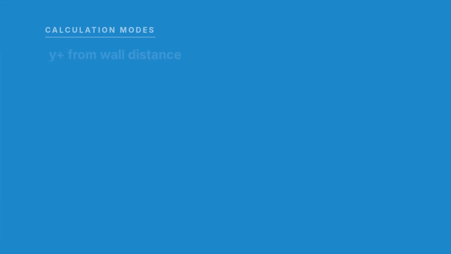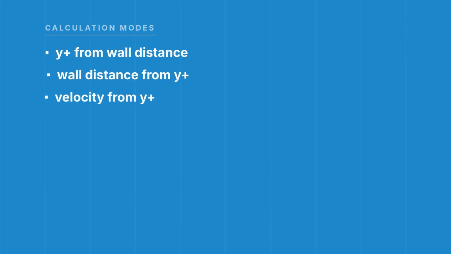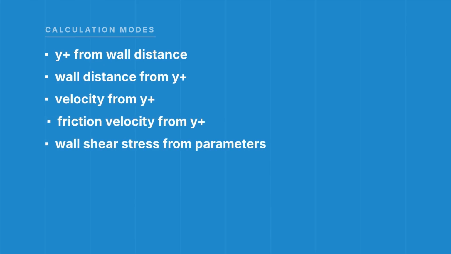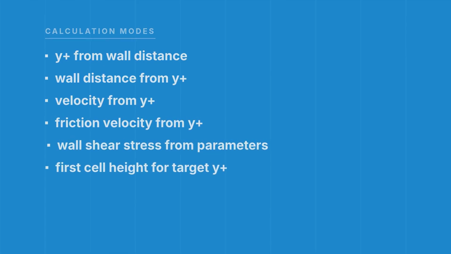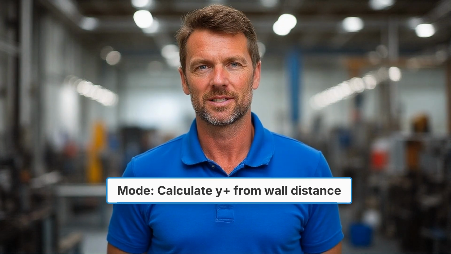You can calculate y plus from wall distance, velocity from y plus, friction velocity from y plus, wall shear stress from parameters, or first cell height for target y plus. For this demonstration, I'm using calculate y plus from wall distance.